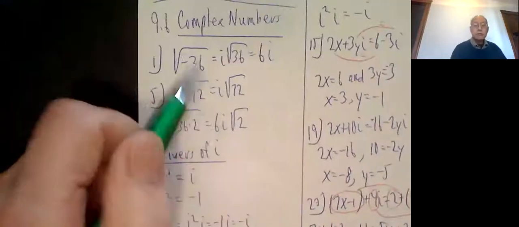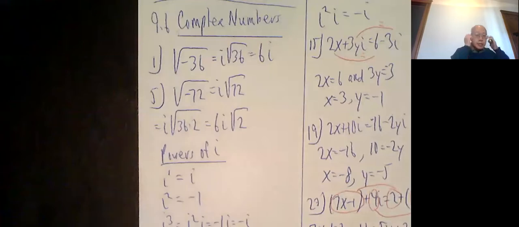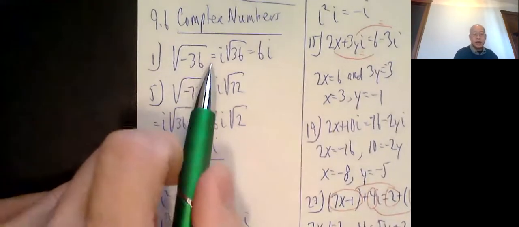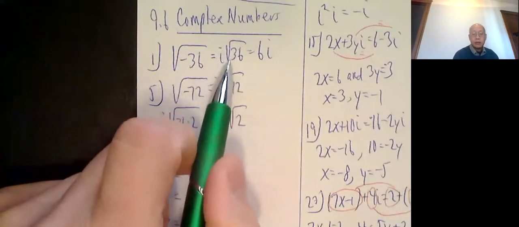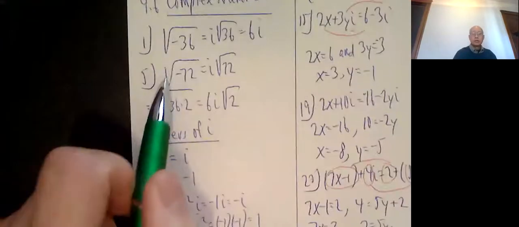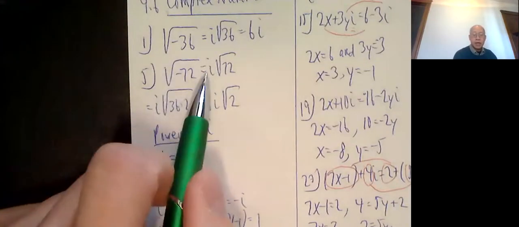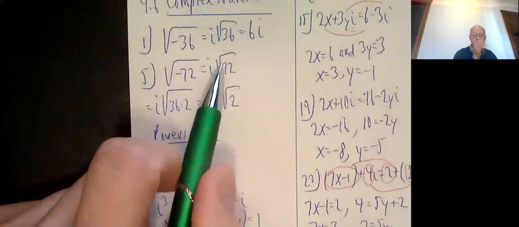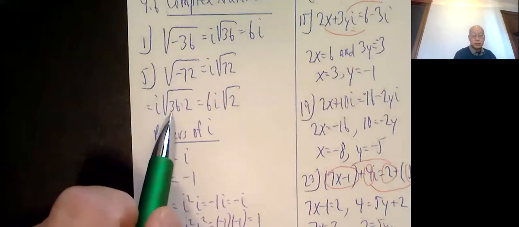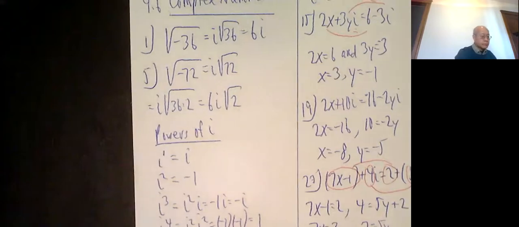All right, so 9.6, we're doing complex numbers. Once again, some of this should be review. So number one, square root of negative 36, take the negative outside, make it stand up as an i. i radical 36, square root of 36 is 6, so 6i. Okay, square root of negative 72, take out the negative, make it an i radical 72. 72 is 36 times 2, and so 6i radical 2.